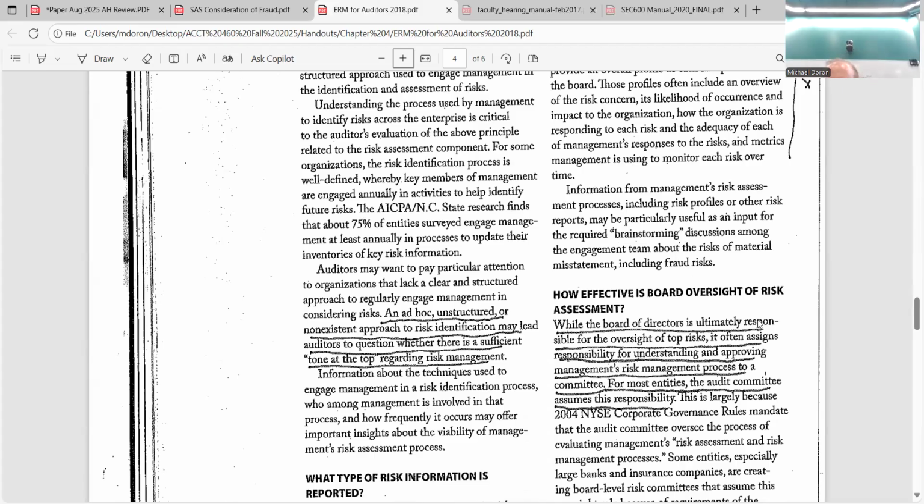While the board of directors is ultimately responsible for the oversight of top risks, it often assigns responsibility for understanding and approving management's risk management process to a committee. For most entities, the audit committee assumes this responsibility. Okay. So according to this guy, the audit committees are often put in charge of enterprise risk management.